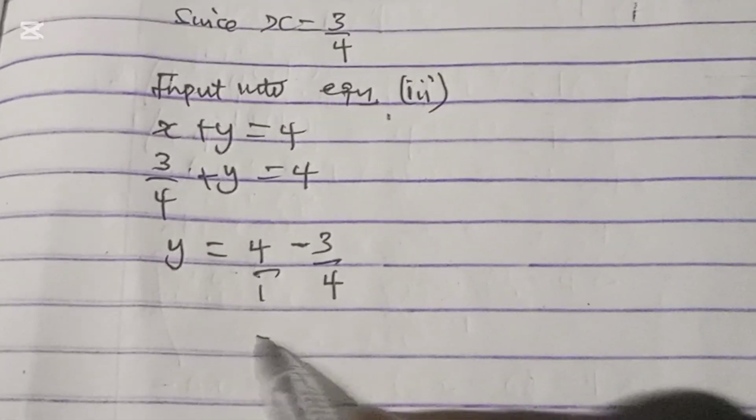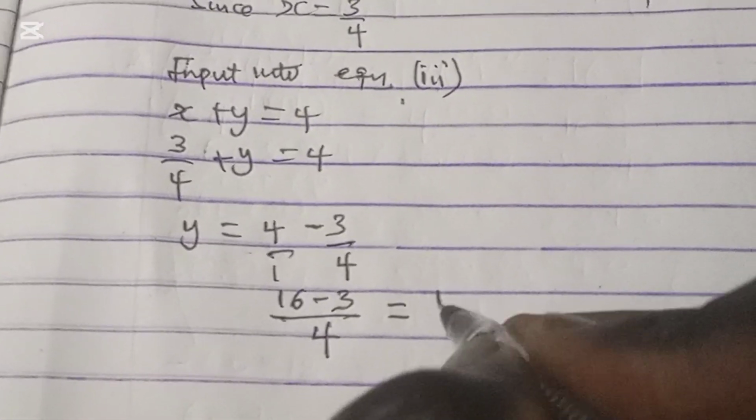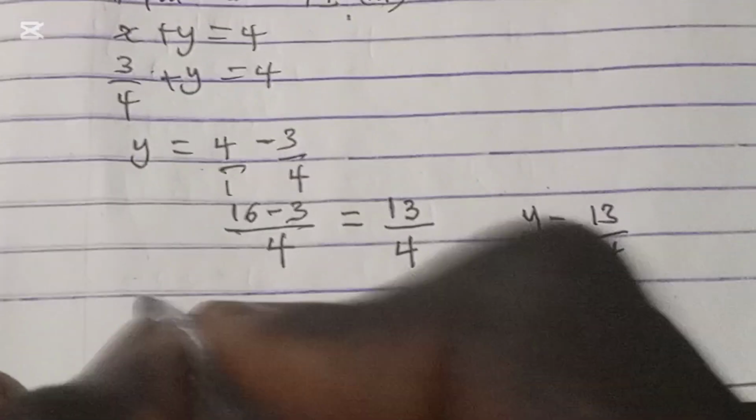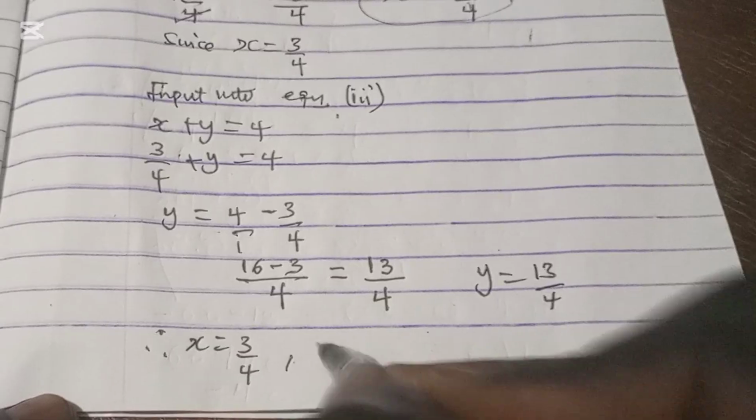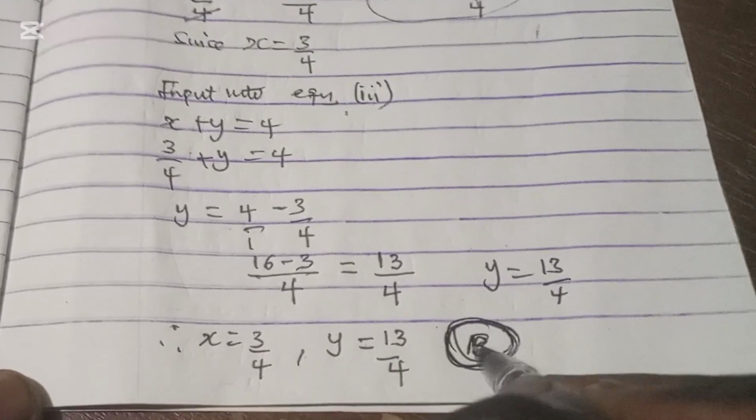Then we can find the LCM here. That is 4. 4 times 4 is 16 minus 1 times 3 is 3. So this will give you 13 over 4. So that is y. So y is equal to 13 over 4. Therefore x equals 3 over 4 and y equals 13 over 4. And that is option B.